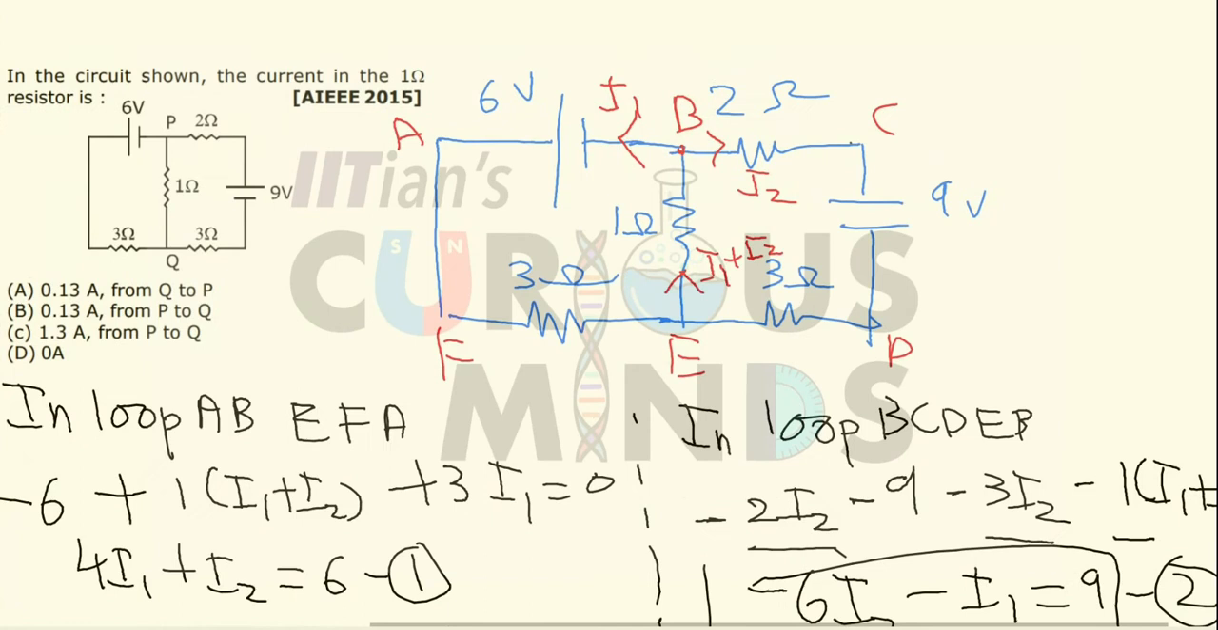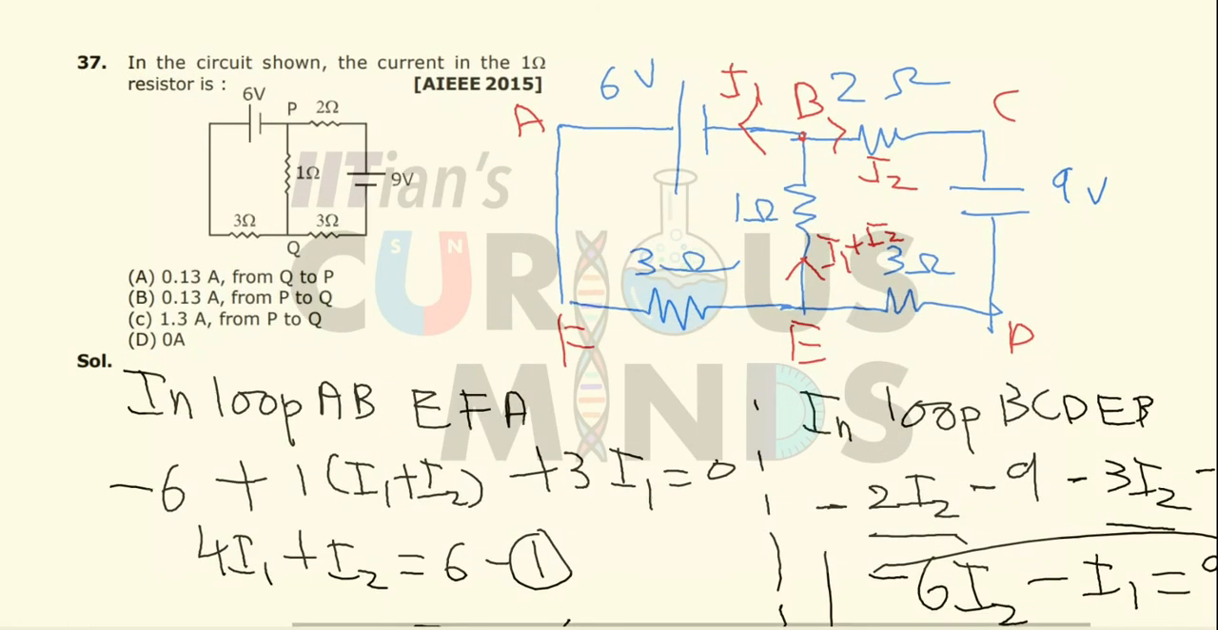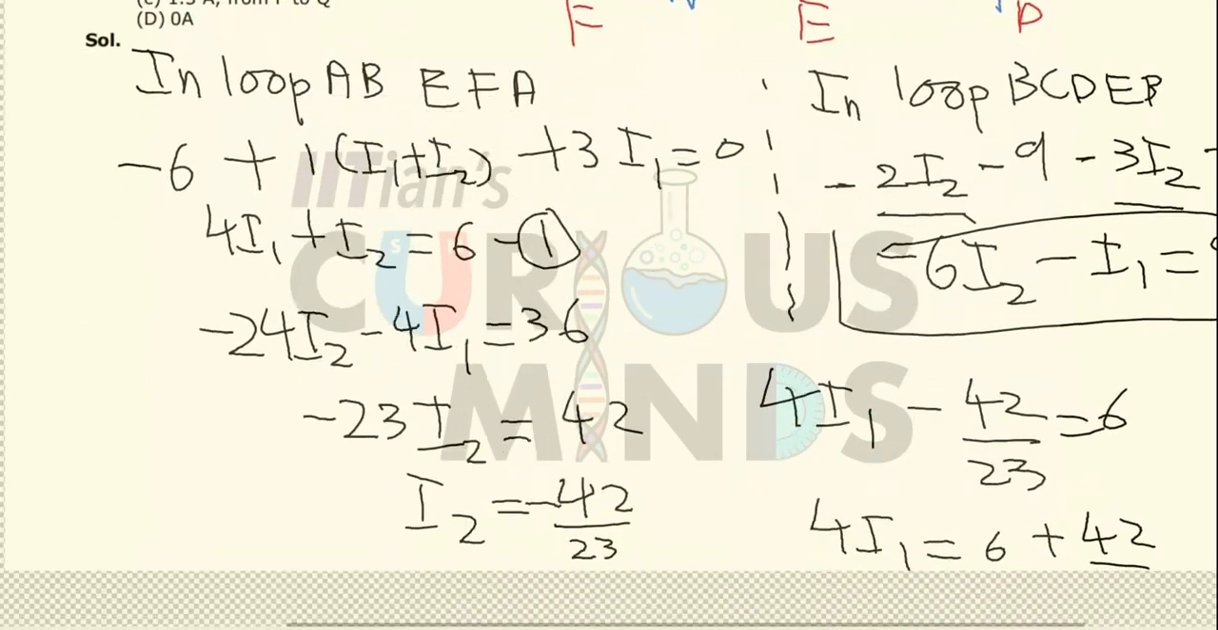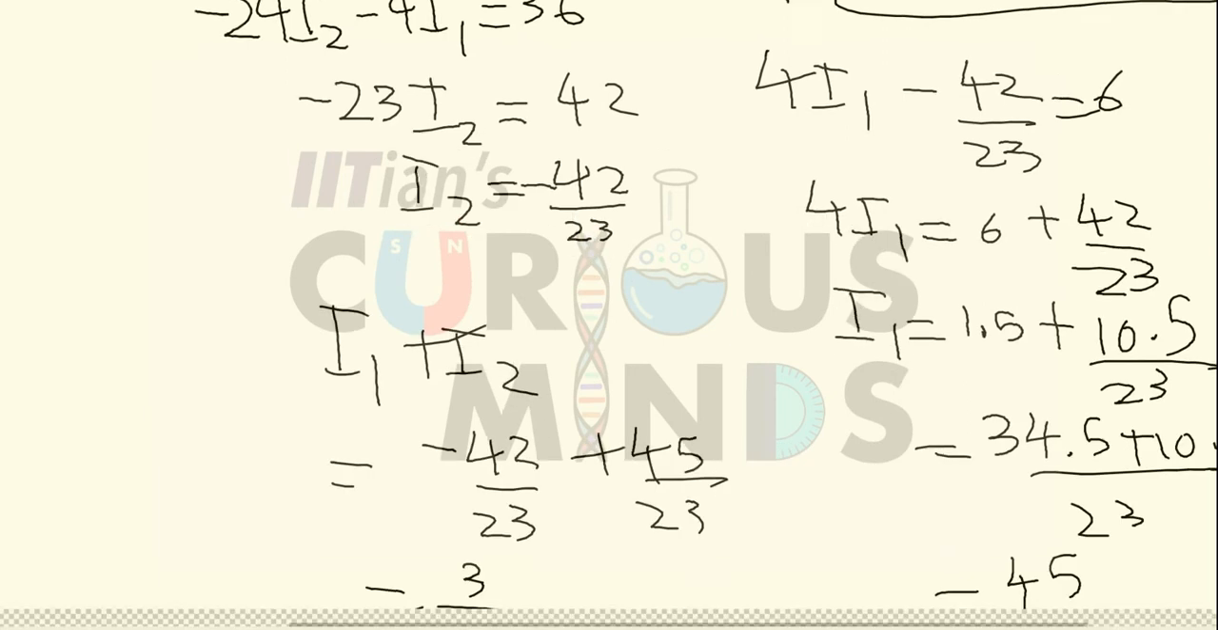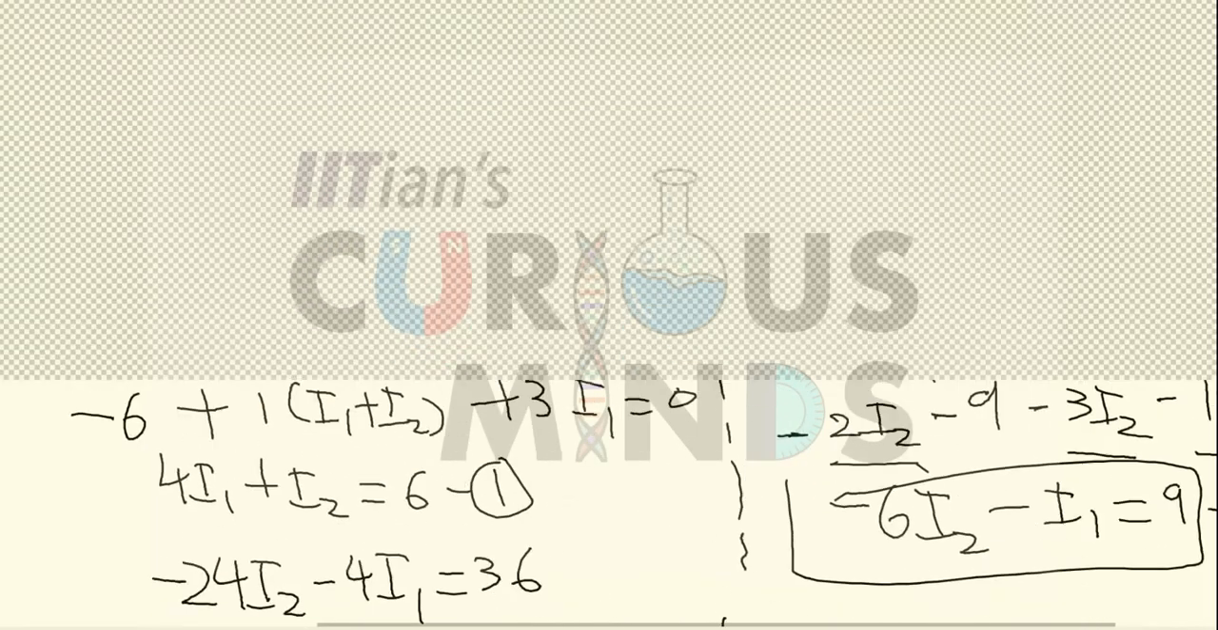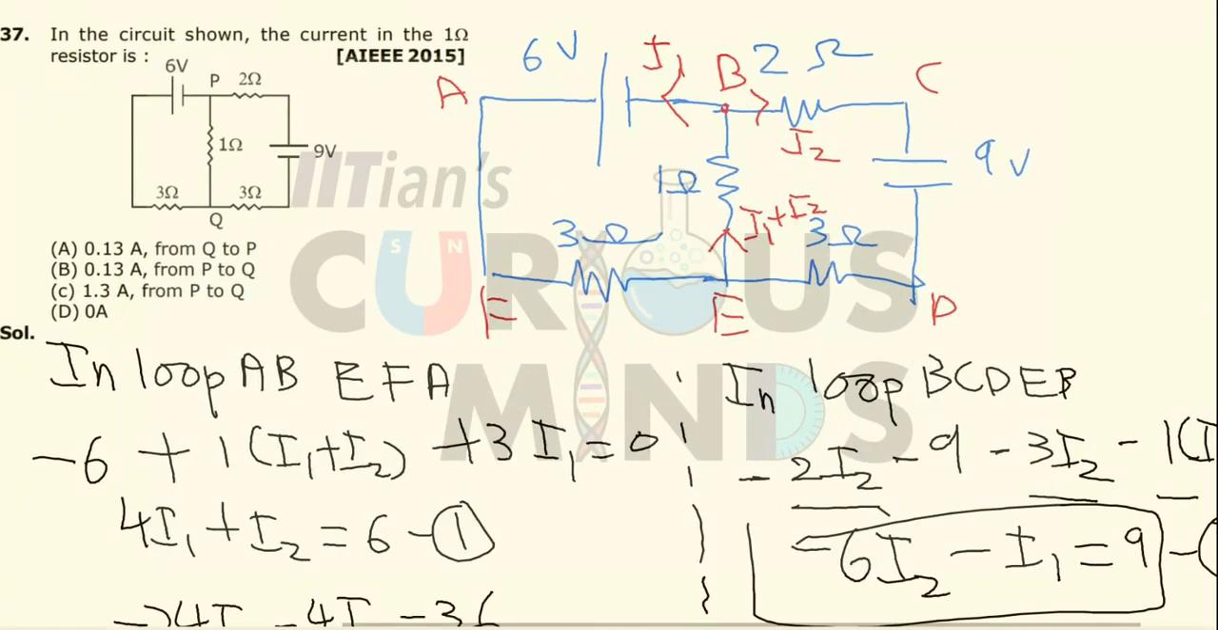Let us check the answer over here. So 3 by 23 will be equal to 0.13. Since the current is positive, it will be going from E to B. In the given diagram, it will go from Q to P. So the current will be 0.13 ampere, and it will go from Q to P, which is equal to option number A.